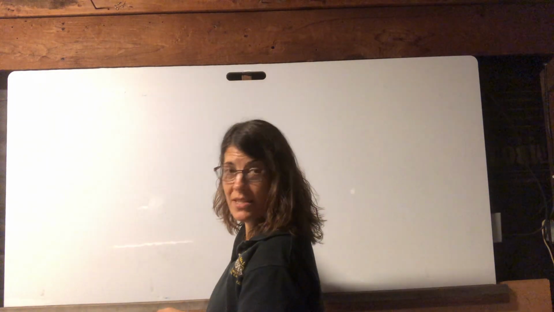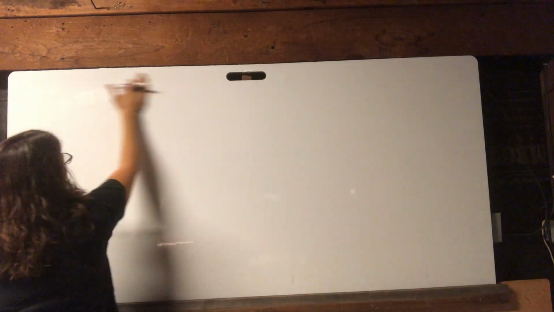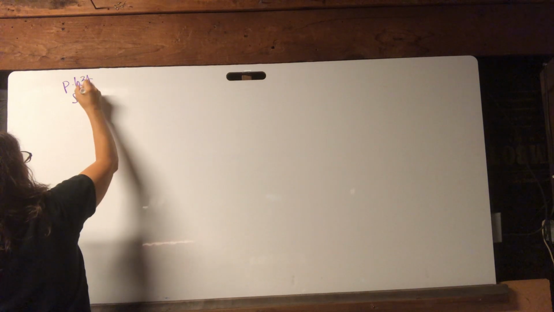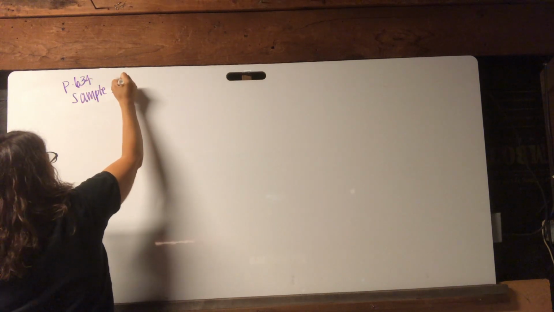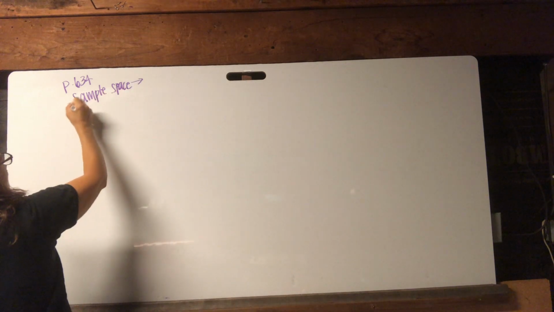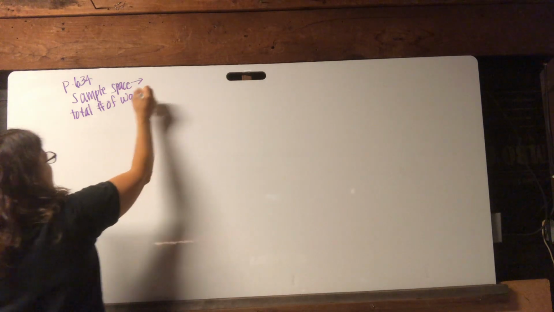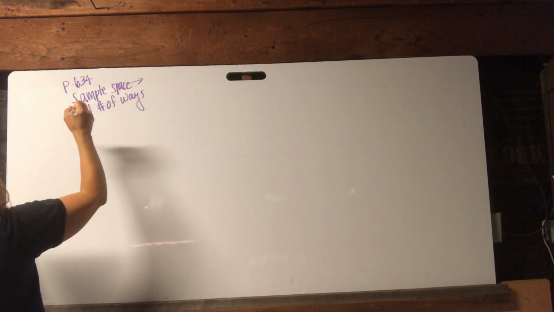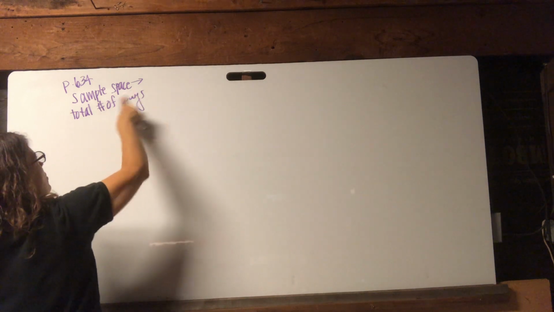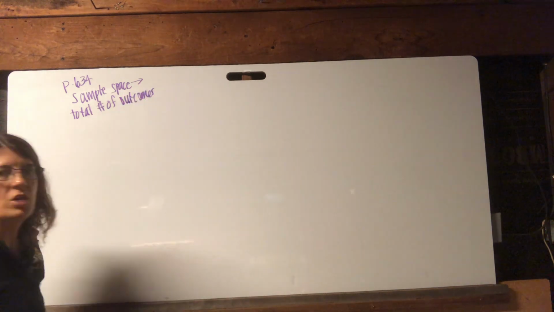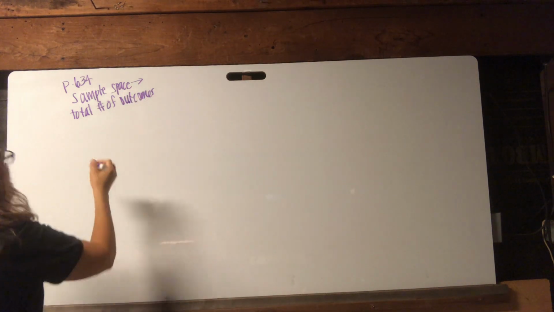Remember, I was like, I can't remember what the denominator was supposed to say. It's on page 634. Number of outcomes in the sample space. The sample space is the total number of ways things can happen. Total number of ways, or total number of outcomes. There we go. Okay, sorry about that.